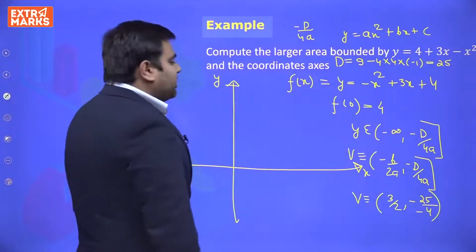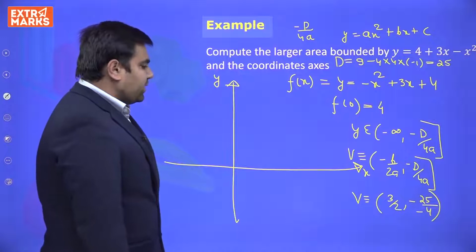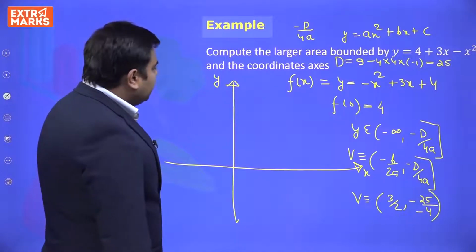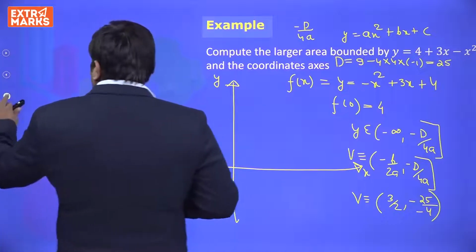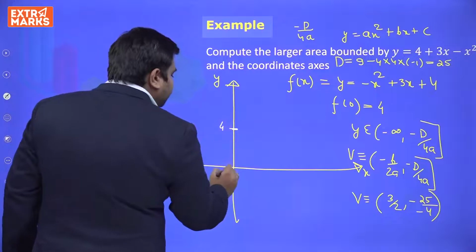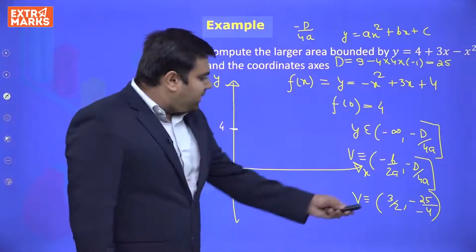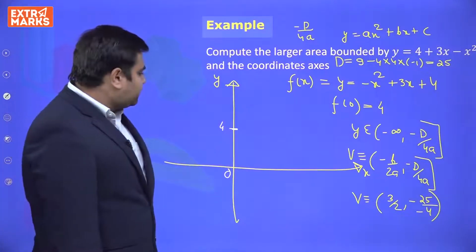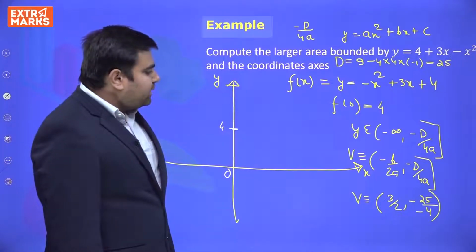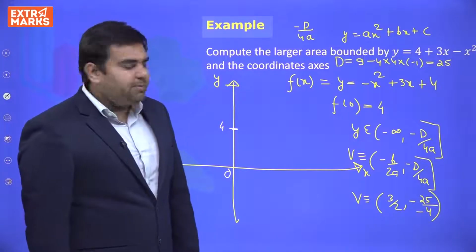Right? So 3 by 2 comma 25 by 4 is the vertex. Now at x equal to 0, the value is coming out to be 4. But the vertex is 3 by 2 comma 25 by 4. What is 25 by 4? 25 by 4 is basically 6 point something, right?